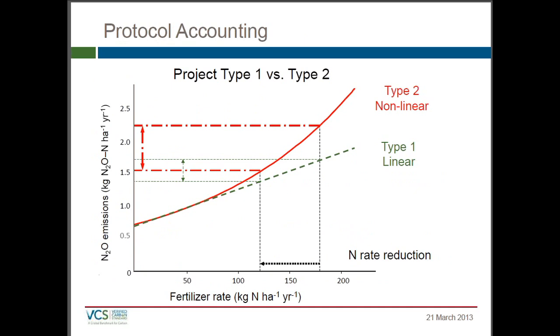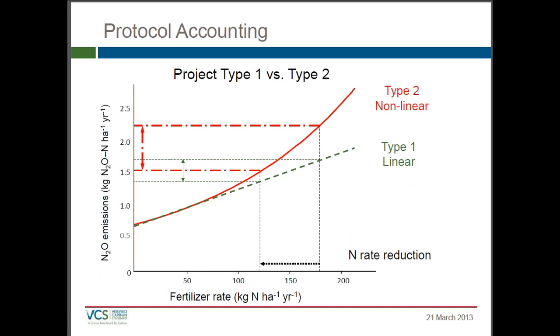And you also see there are vertical dotted black lines. Those represent an example of a reduction in N rate from a hypothetical baseline scenario to a hypothetical project scenario. So in this case it's approximately from about 180 kilograms of nitrogen per hectare per year to about 120, a reduction of around 60 kilograms of nitrogen. And where those two vertical black lines intersect with the Type 1 linear relationship and the Type 2 nonlinear relationship, you see drawn alongside those intersections the two dotted horizontal green lines and the arrow.